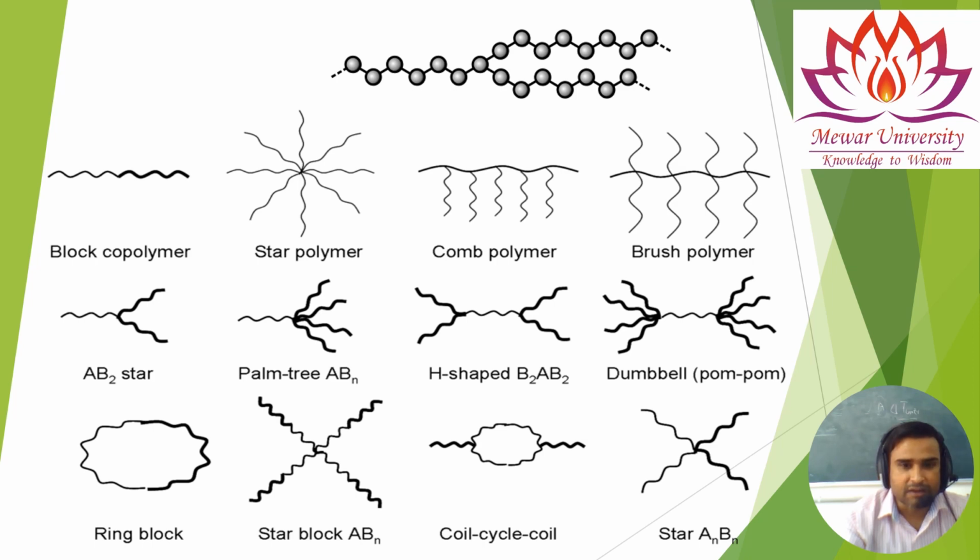Then next is the star AnBn: n molecules of A and n molecules of B. This type of polymer is called the star polymer.